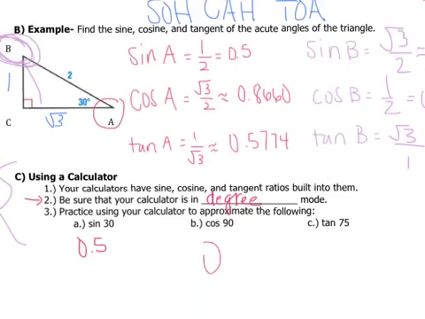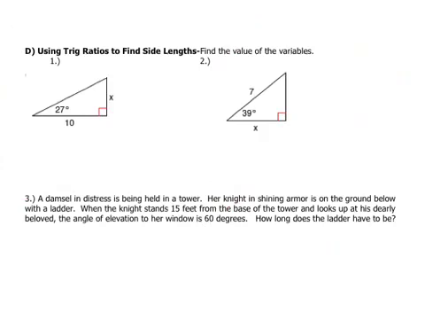Guadalupe, what did you get for tangent of 75 degrees? 3.7321, very good. Again, if you're not getting those on your calculator, check your mode. I'll get with you later to show you how to do that. Now to answer Steve's question of what do we even use these for? We can use trig ratios to find lengths of right triangles.